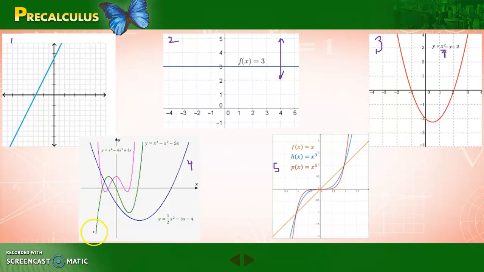It determines the behavior of the tails, the end behavior of the tails. And so that's why each of these polynomials does look different. And finally, we've got some power functions depicted here.